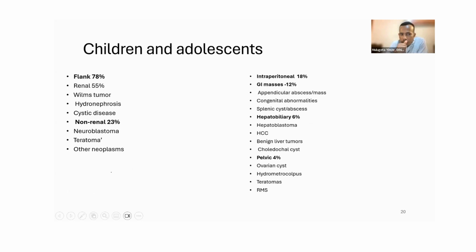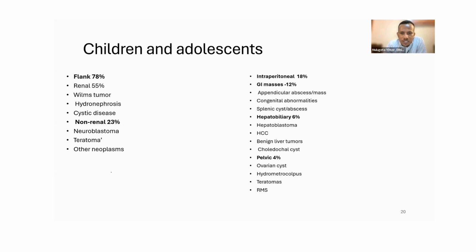In older children and adolescents, again, the flanks are the commonest sites for malignant abdominal tumors, and in more than half of the conditions, they arise from the kidneys. This could be Wilms tumor or cystic diseases, and hydronephrosis could be the cause of a flank-located abdominal mass. And non-renal conditions like neuroblastoma, teratoma, and other neoplasms like sarcomas could arise from this site. In 20% of the conditions, it could be intraperitoneal from a GI mass or hepatobiliary or pelvic.